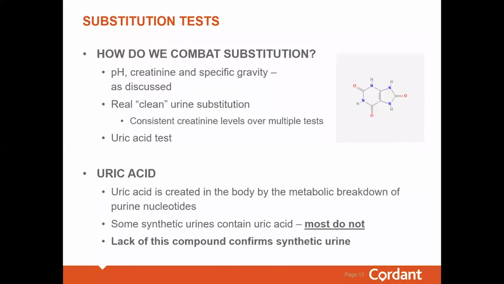For synthetic urine, it is a little easier. We have a test for that, and that is uric acid. Uric acid is produced in every human by the metabolic breakdown of purine nucleotides. Purines are natural substances found in foods such as mushrooms and anchovies. They are also produced naturally in the body during the breakdown of cells. While some synthetic urines contain uric acid, the majority available do not. So it is the absence of this compound in the sample that confirms the use of synthetic urine.